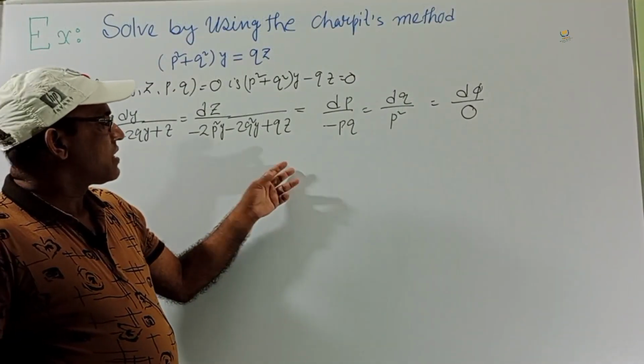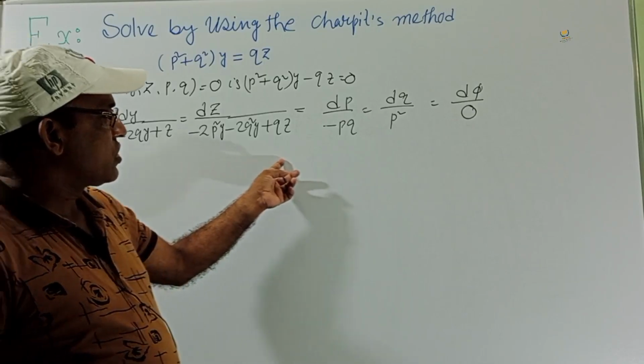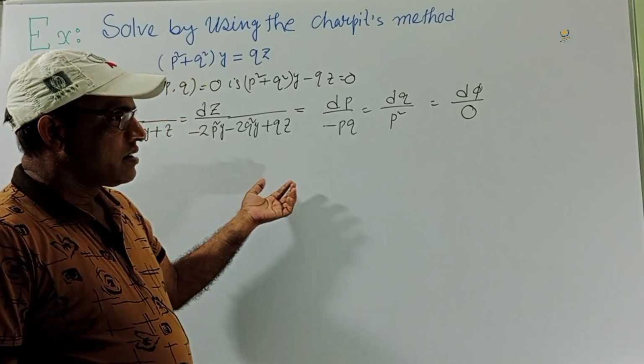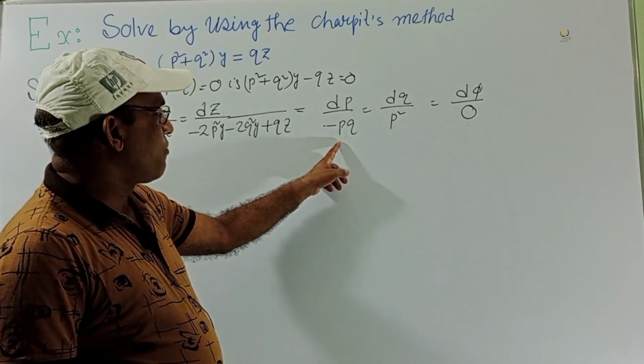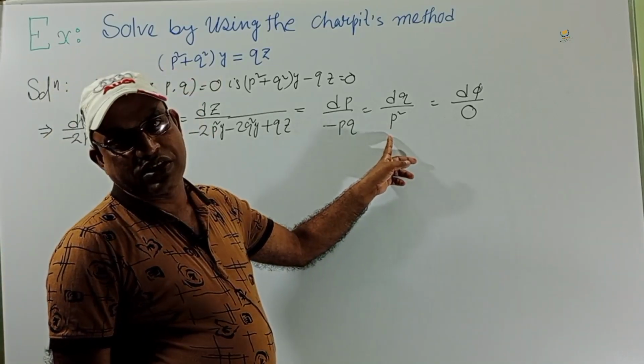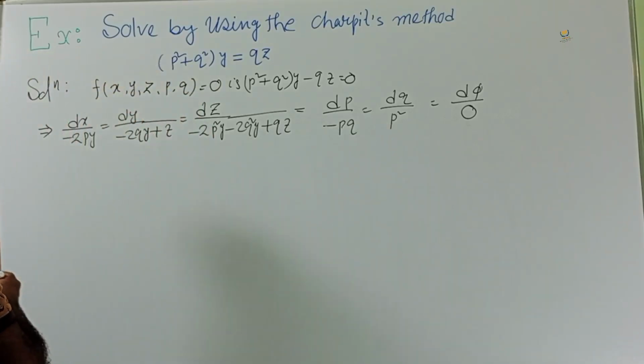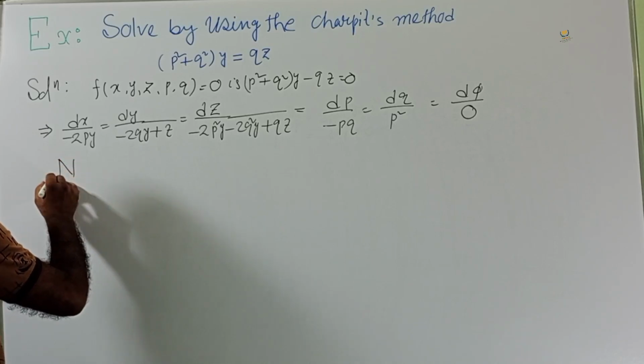Now in these equations we choose a simplest integral in p and q. If we consider this and this, we can easily solve this. Now the simplest form is this.